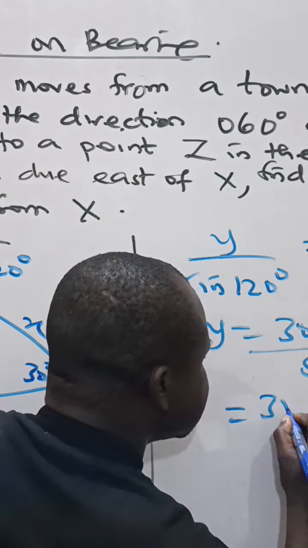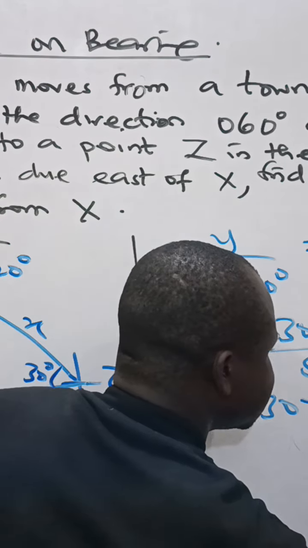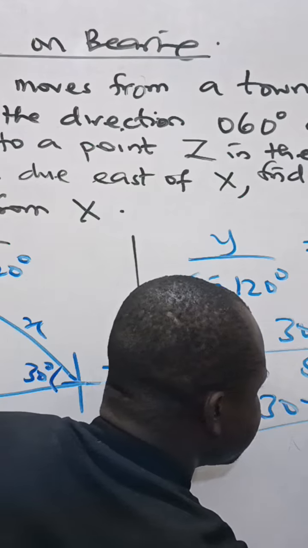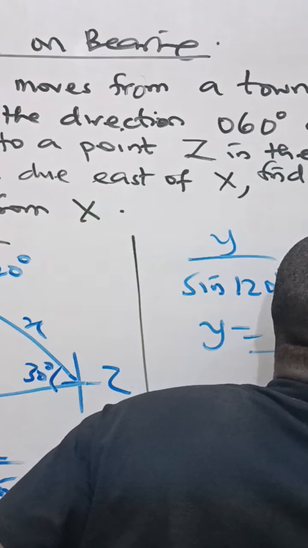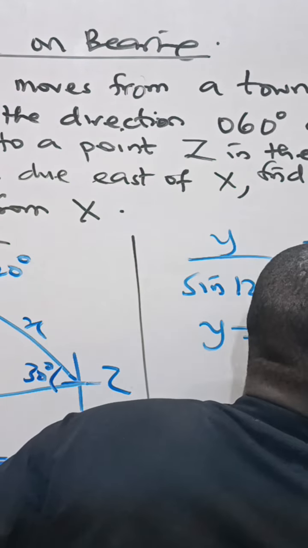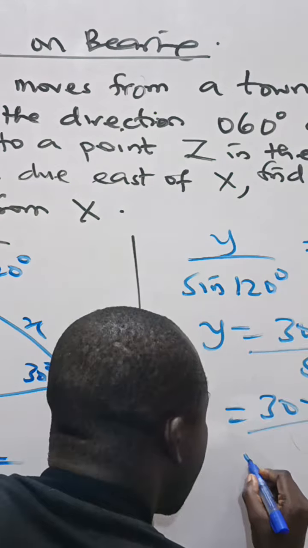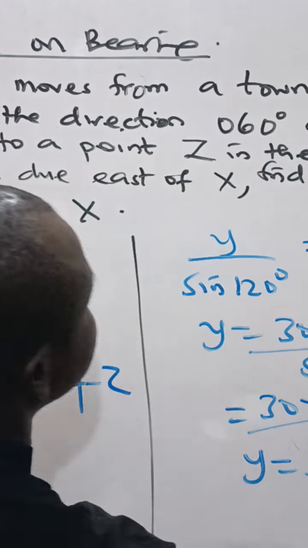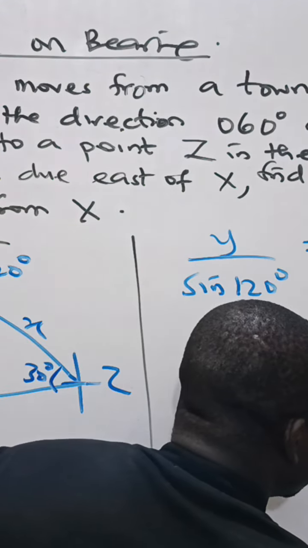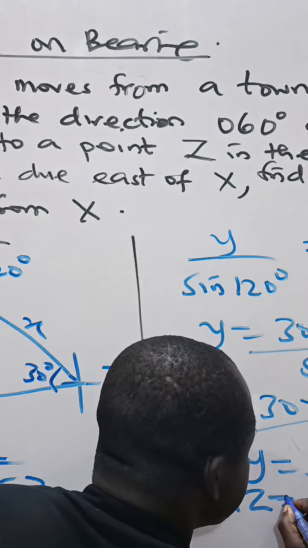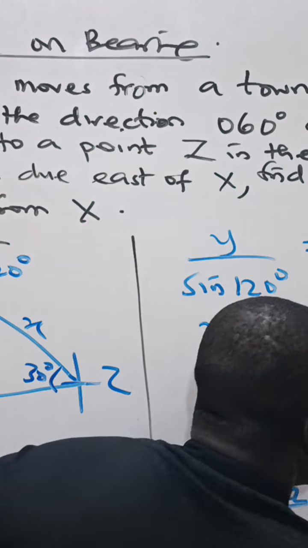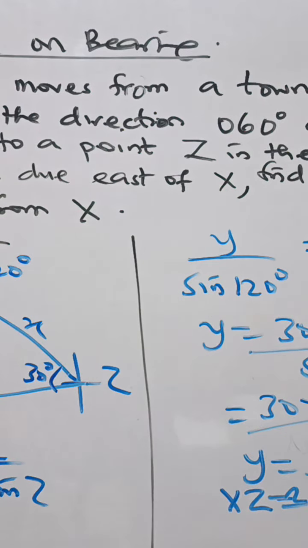So this is the same thing as 30 multiplied by sine 60, which is 0.866, all over sine 30, which is 0.5. Then if I multiply 30 by 0.866, I'm going to get 25.98, all over sine 30 is 0.5. So y will now be equal to 51.96 kilometers. So the distance XZ will now be approximately 52 kilometers. That is the distance of Z from X. That's what we are going to get.